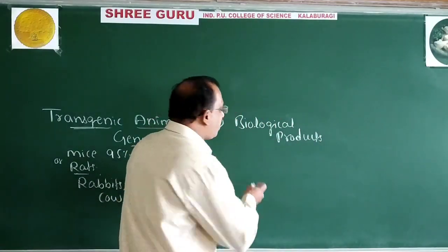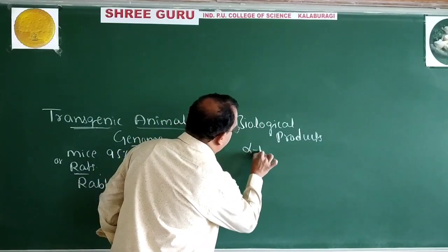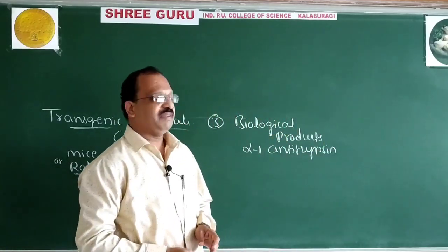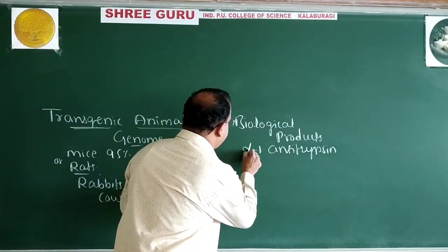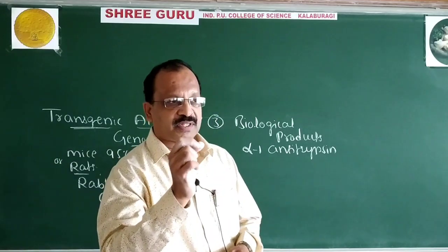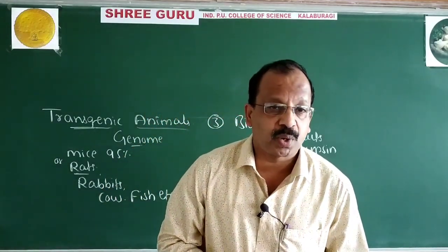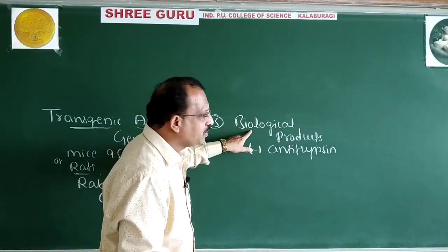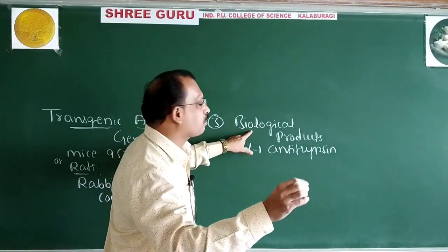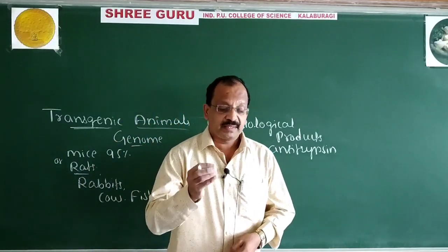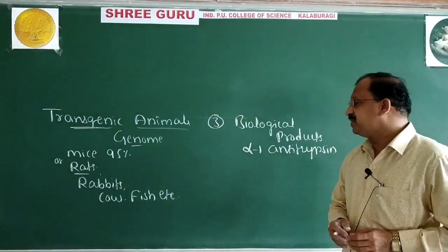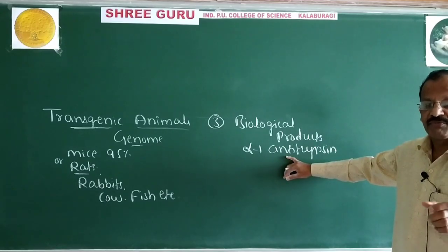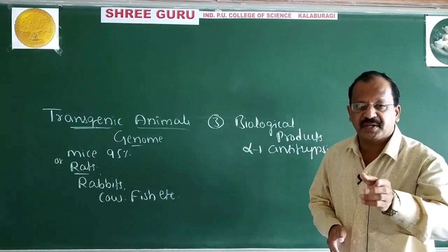For example, alpha-1 antitrypsin is used for the treatment of emphysema, a respiratory disorder that you have come across in PUC first year chapter respiration. One such example is alpha 1 antitrypsin, which is used for the treatment of emphysema.